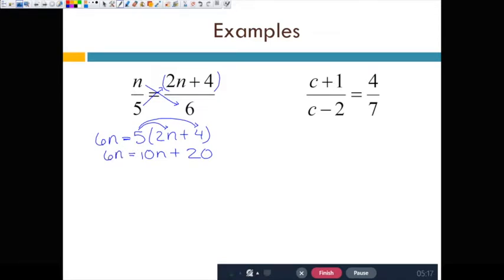Just like the last problem, yes, 6n is smaller, but it's the only thing that's on that side. Not that I can't subtract 6n, it's going to cause more steps if I do subtract 6n. So I'm going to subtract 10n because it's going to cause me to have fewer steps. 6n minus 10n is going to give me negative 4n equals 20. Then I'm going to divide by negative 4. So I'm going to get n equals negative 5.